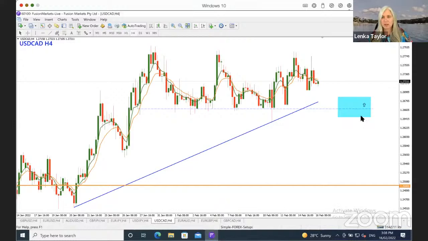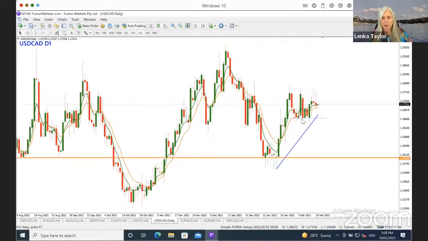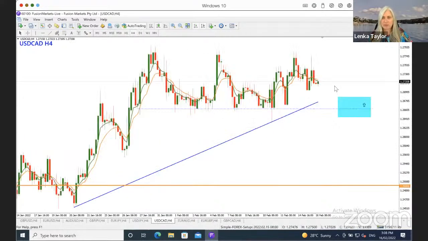USD CAD, looking for a long. It has started to range though, so again the confidence is now lower. It is in a ranging market, so to get in, the price has to be right at the bottom of the range to have enough risk to reward ratio for what I would like. So let's see what happens with that. At the moment, it's nowhere close to where it needs to be.